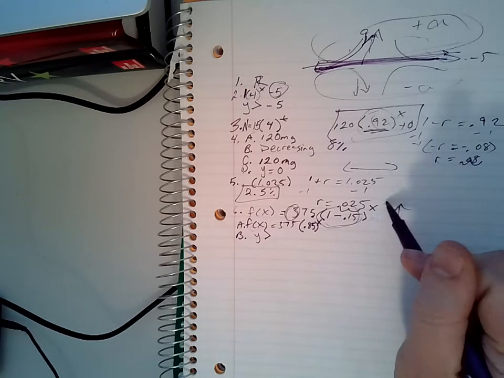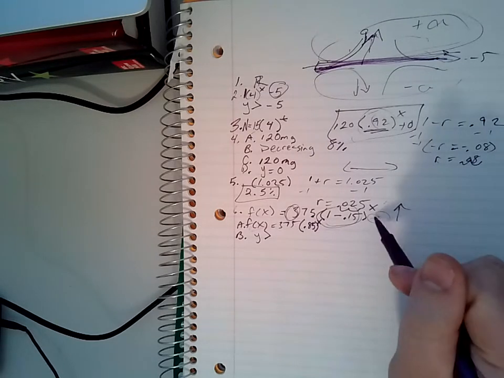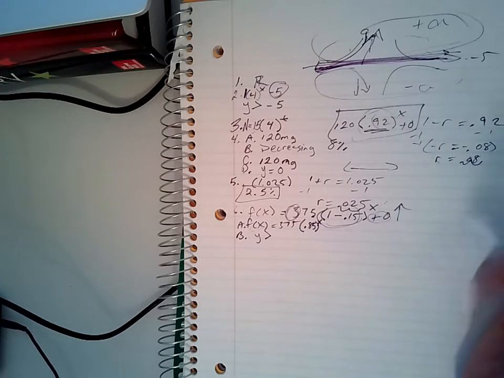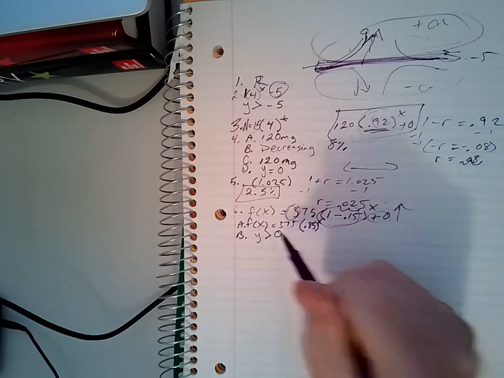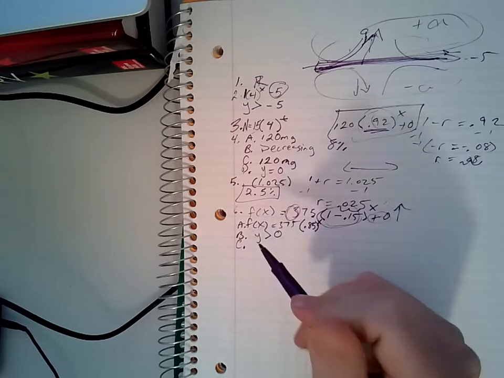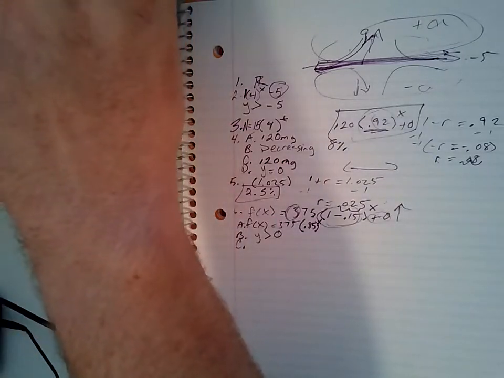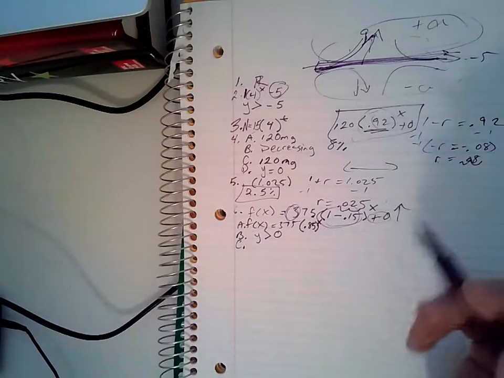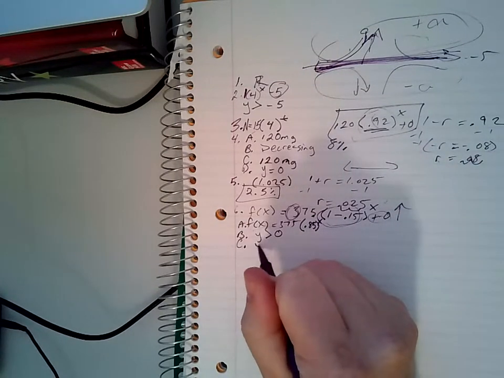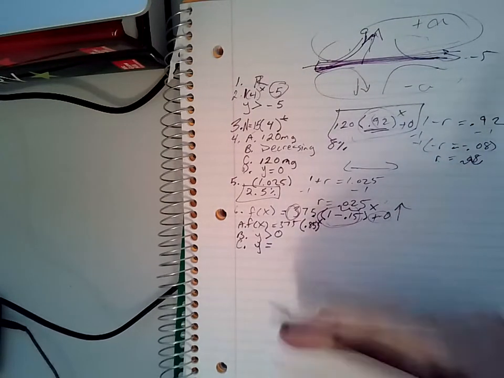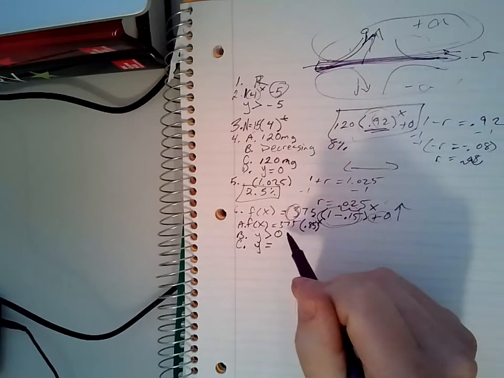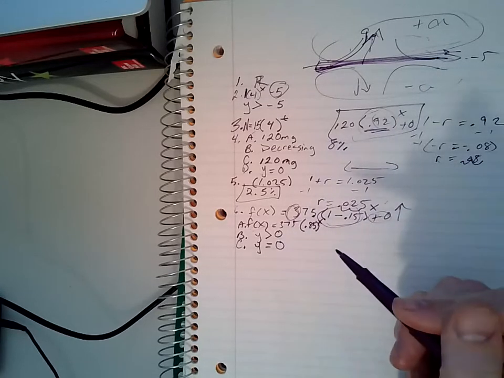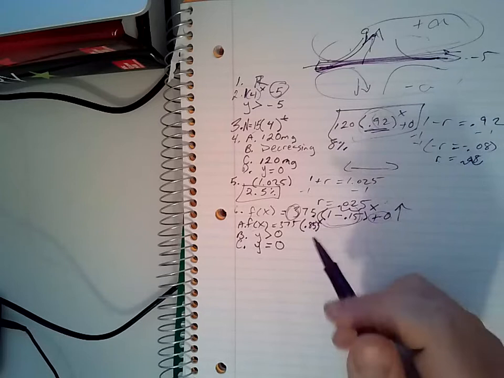Our asymptote is whatever's added to the back of this equation, which is 0 plus 0 because there's nothing behind it. So y is greater than 0. C says, what is the equation of the horizontal asymptote from above? We know that it's y equals because it's a horizontal line. And then we know that it is the asymptote of 0. So y equals 0 is that asymptote.